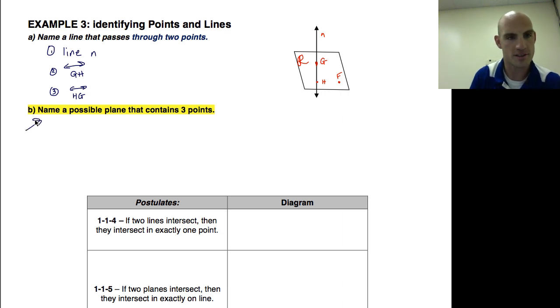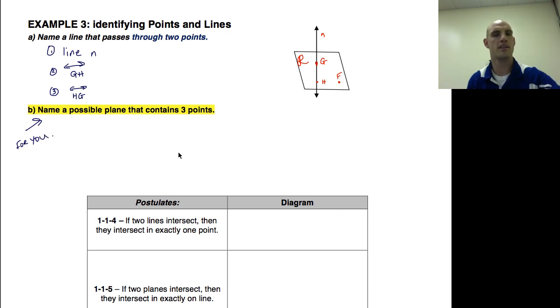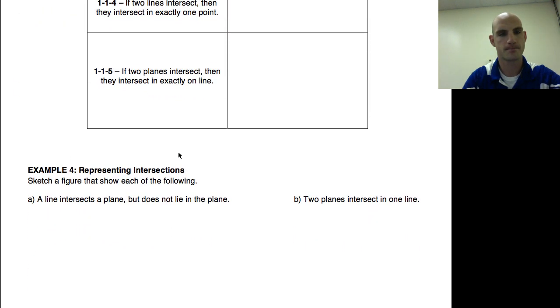Your turn. Remember, this is for you. You want to name a possible plane that contains 3 points. All right?